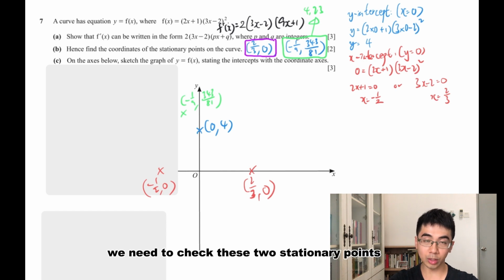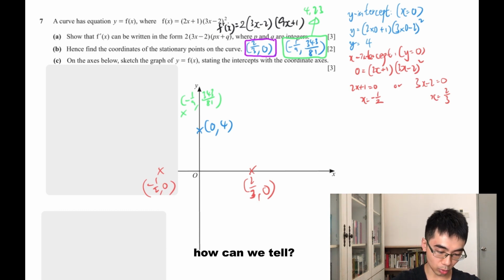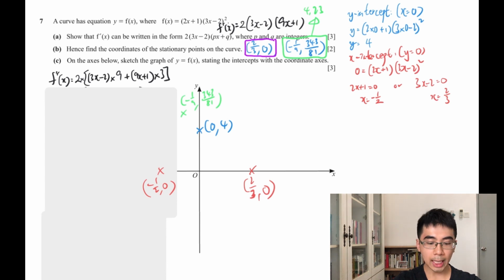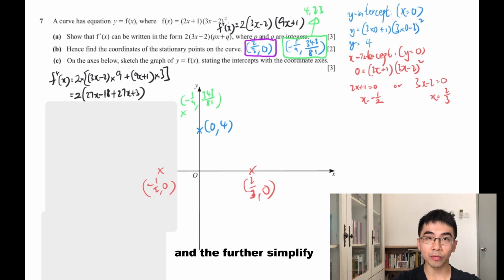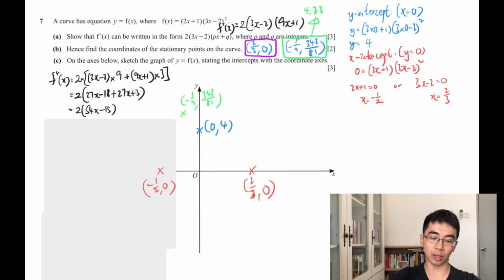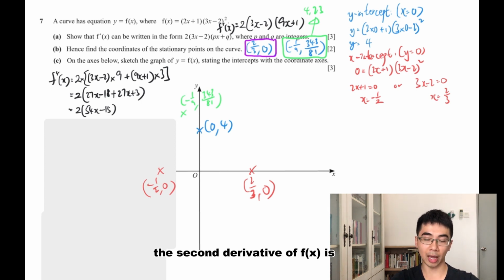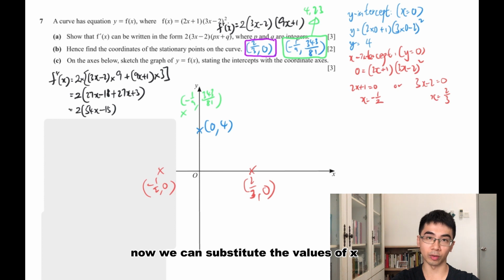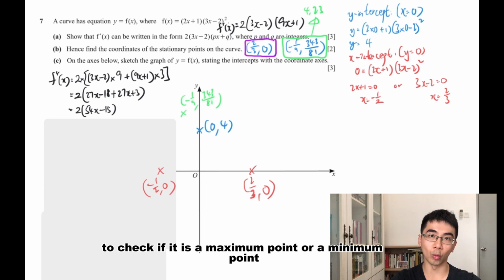But okay, we need to check these two stationary points, the purple one and the green one, if they are maximum or minimum. So how do we find it? We need to differentiate f prime of x again. I differentiate it using the product rule, and then simplify the bracket, and then further simplify it, you will have something like this. Alright, so the second derivative of f of x should be 2 times the bracket 54x minus 15. So now we can substitute the value of x into the second derivative to check if it is a maximum point or minimum point.